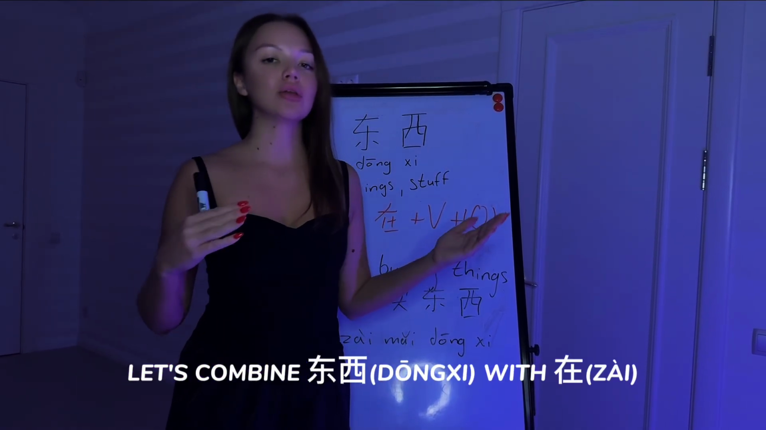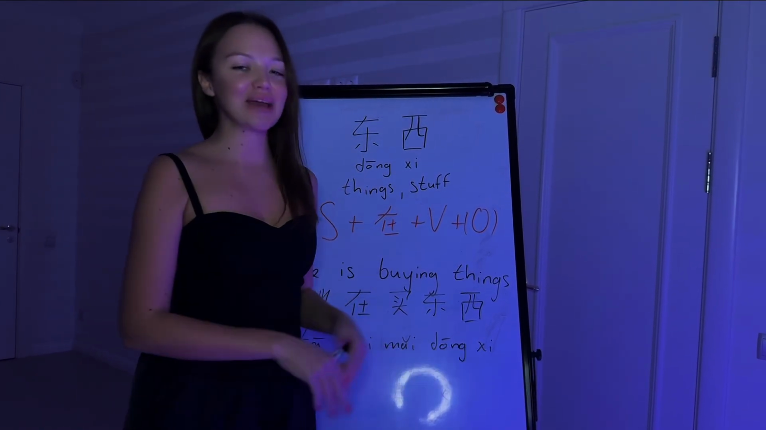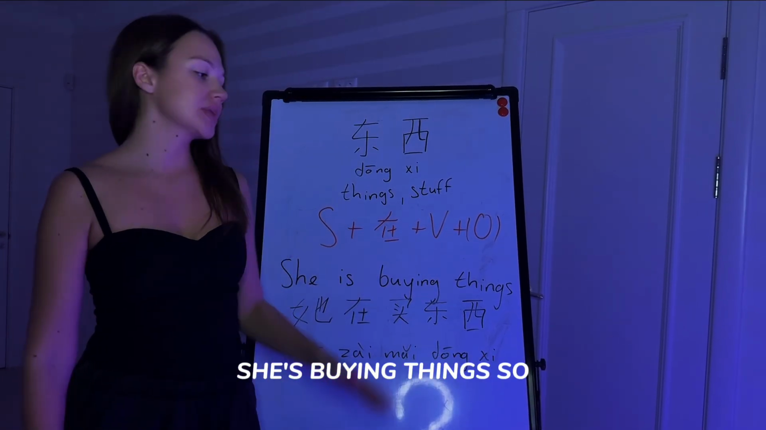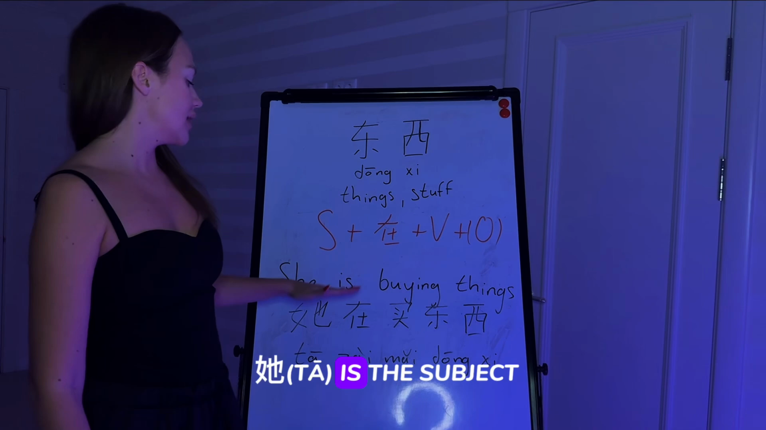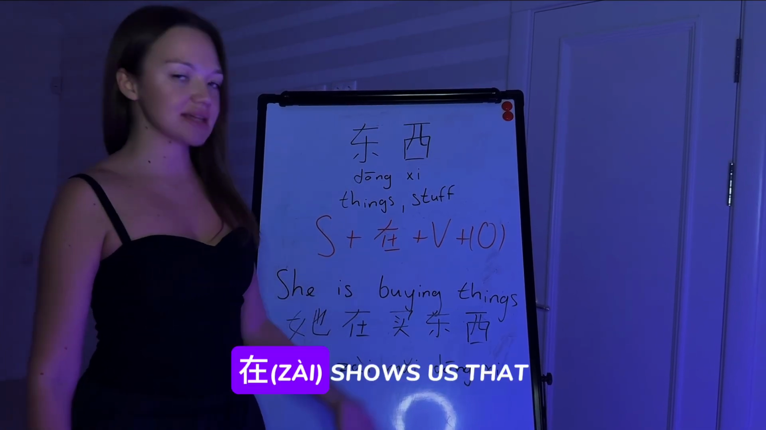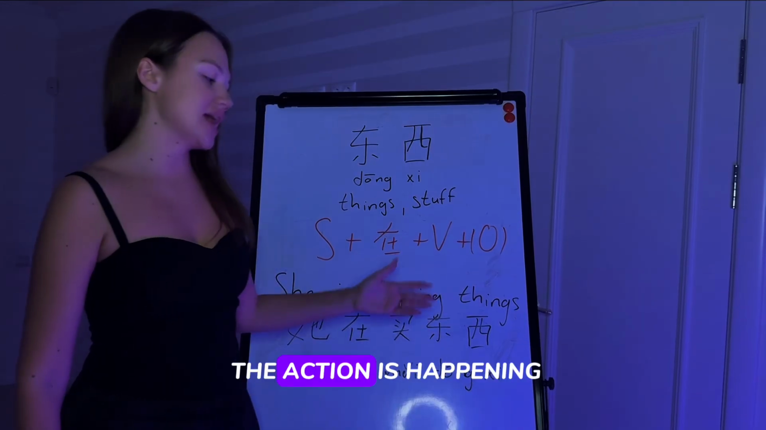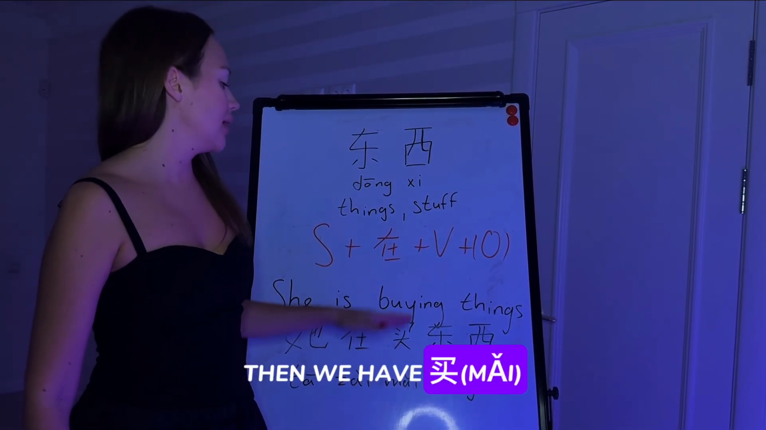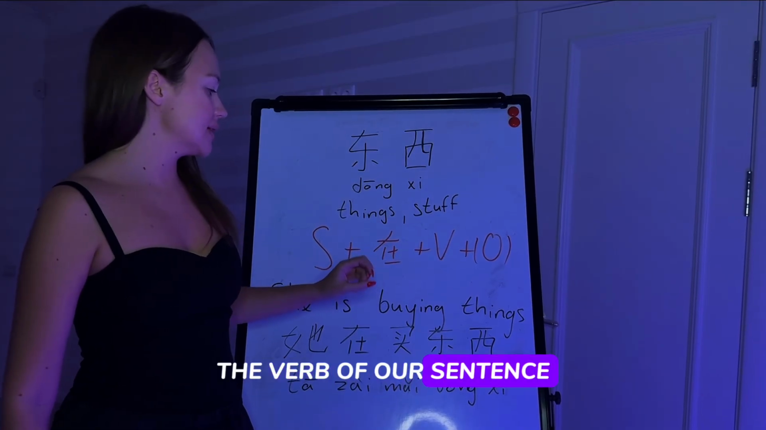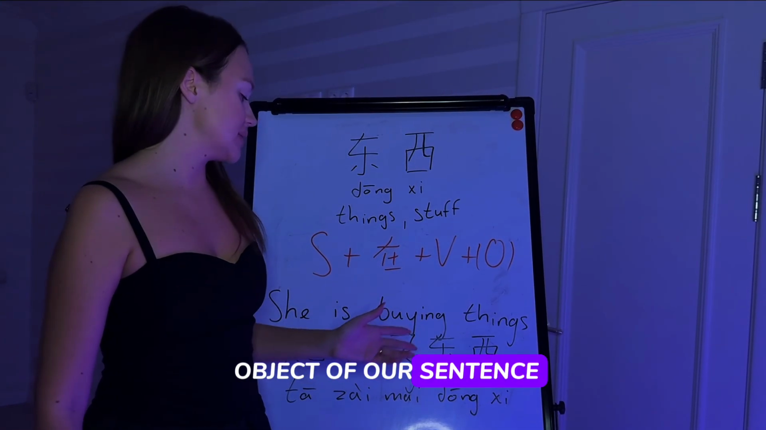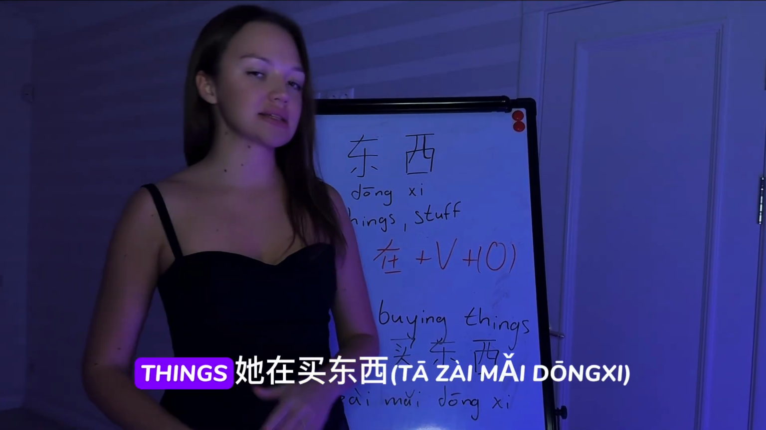There is a super useful word in Chinese, 东西, which means things, stuff. Let's combine 东西 with 在. So here we have a sentence, she's buying things. So, 她 is a subject of our sentence. Then we have 在. 在 shows us that the action is happening right now. Then we have 买, the verb of our sentence. And 东西 is an object of our sentence. So, she is buying things.